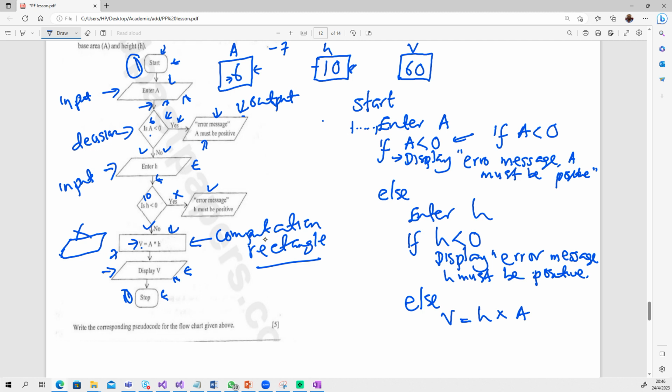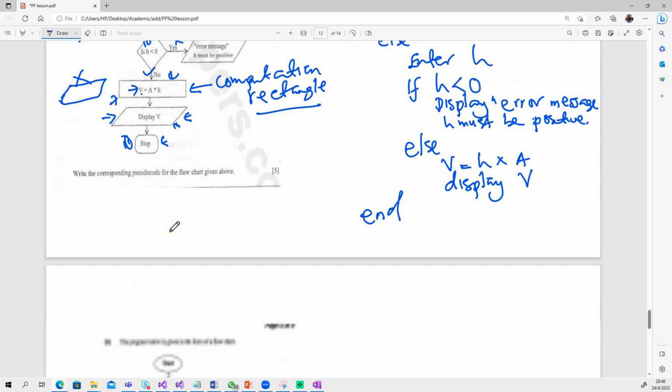And what do you do next? You display the volume. You say display v. So at this point you just say display v like this, and that's where it ends. So since we had a start here, we're going to have a corresponding end here. So we say this is where this is going to end. So this is how this can be worked on.